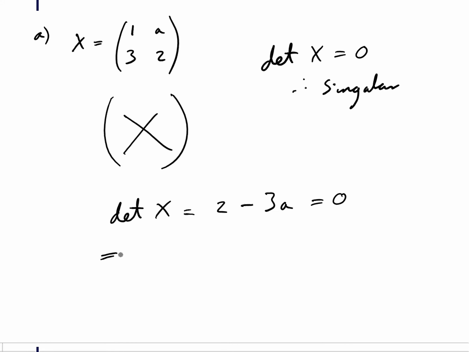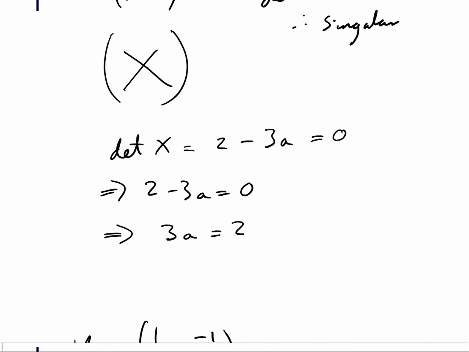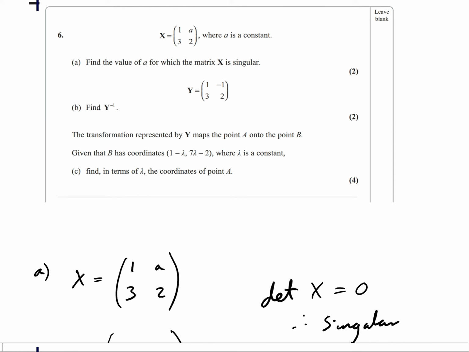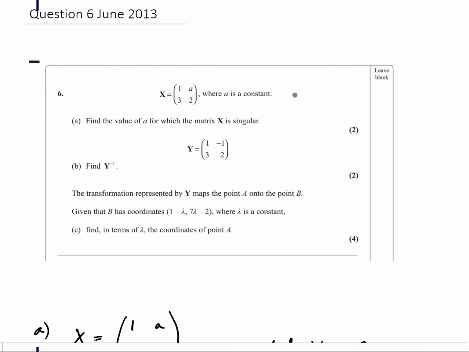So it's just a case of now solving this. 2 minus 3A equals 0, so that implies that 3A equals 2. Hopefully you can see what I've done there. And that implies then that A equals 2/3. So when A equals 2/3, this matrix here is singular.